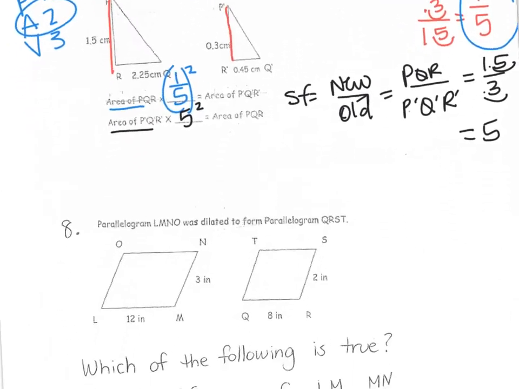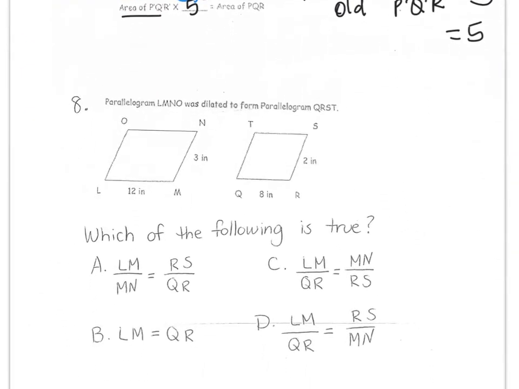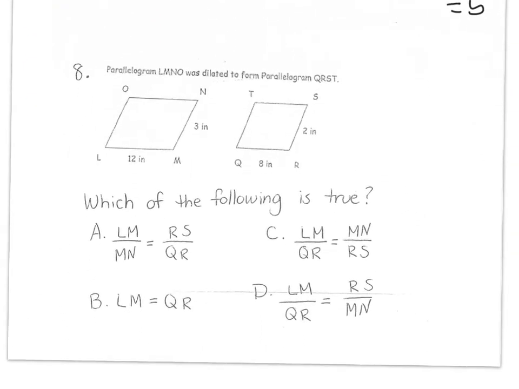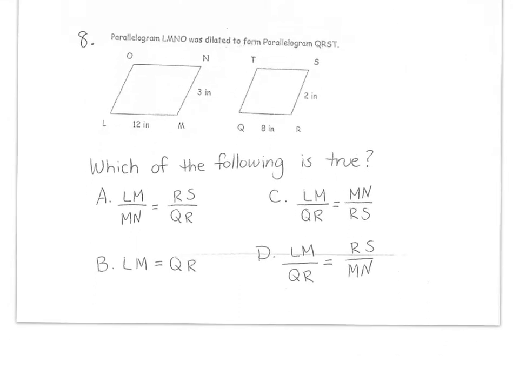Okay. Number 8. Parallelogram LMNO was dilated to form parallelogram QRST. Which of the following is true? It just looks like my answer choices are proportional, so I'm looking at proportional sides. If I look at A, it says LM over MN is proportional to RS. That's not where I started, so that can't be. I need to flip-flop these.